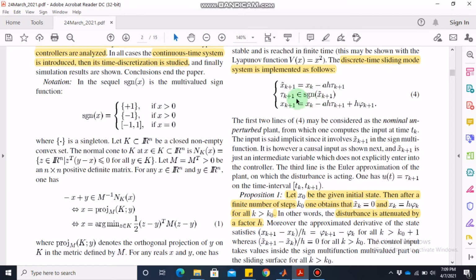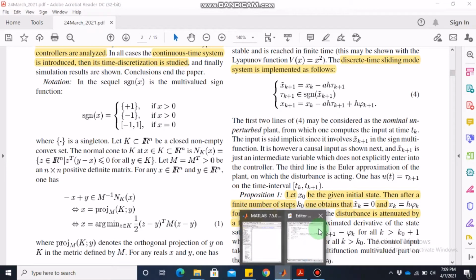So this will create a little bit of a problem, but they have pointed out how to deal with this problem a little bit, and I have found my own way of dealing with this problem. So x k plus 1 is equal to x k minus a times h times tau k plus 1 plus h times phi k plus 1, which is the disturbance. I have done some simulation of this just to check.